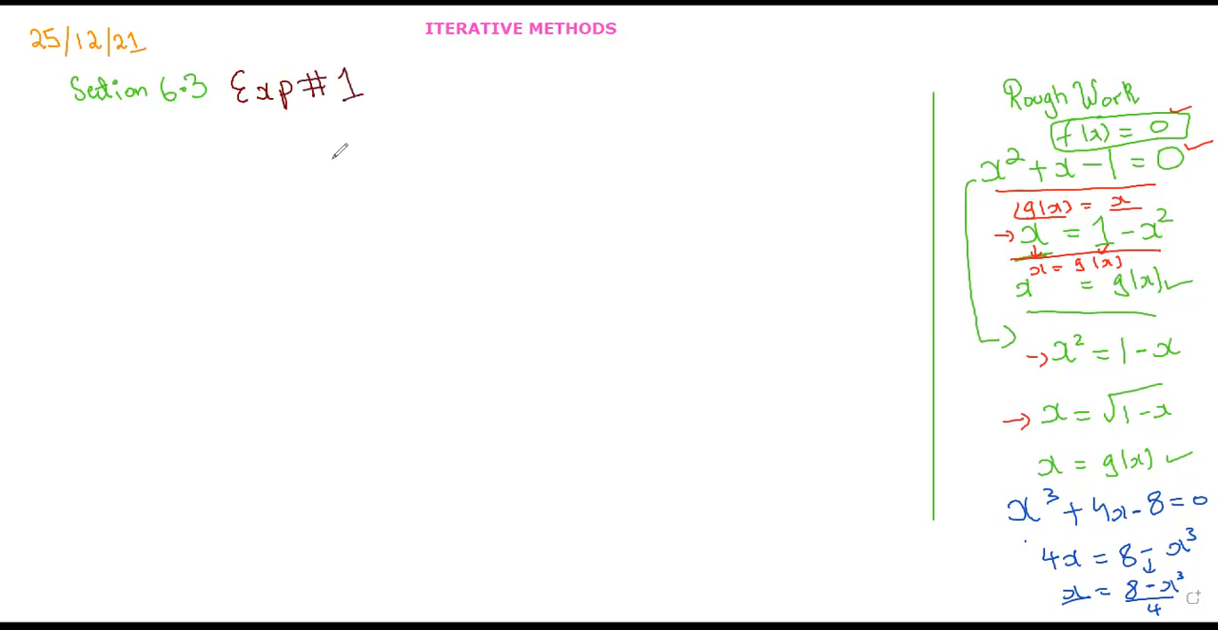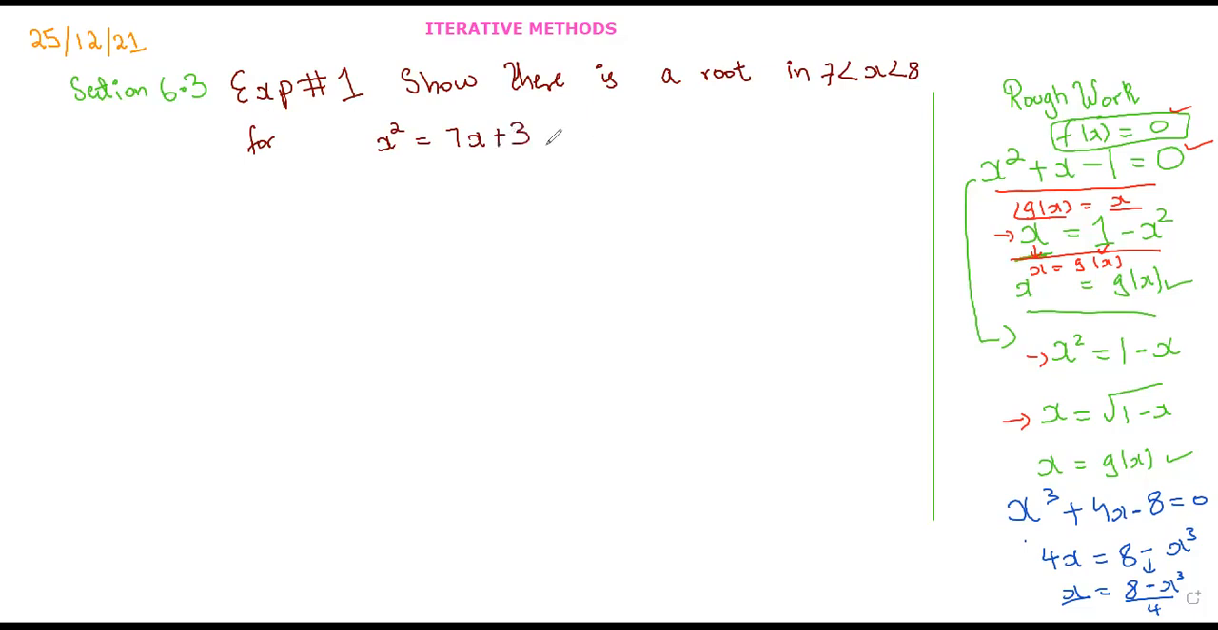Example number 1. Show there is a root in the interval x greater than 7, less than 8, for the equation x square equals 7x plus 3.